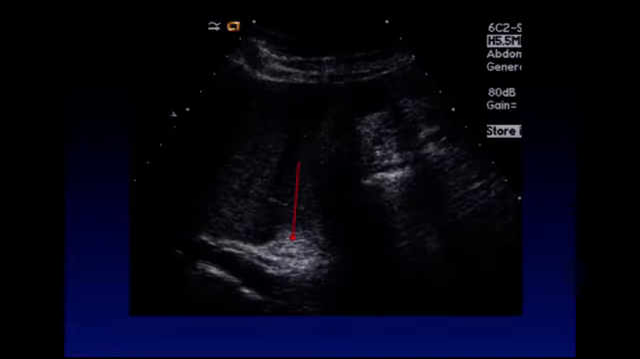Another finding here, when we look at the porta hepatis, there was a normal common bile duct, but instead there was a lot of echogenicity adjacent to the porta hepatis. Again, this is the ultrasound correlate of the periportal edema that we saw on the CT scan. So these are the things we need to be sensitive to when we're trying to make this diagnosis using ultrasound.